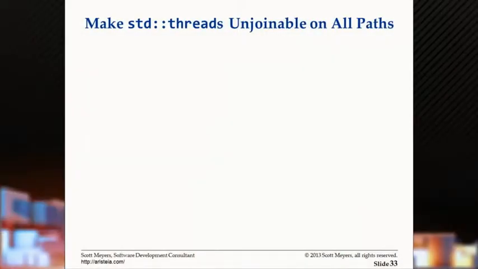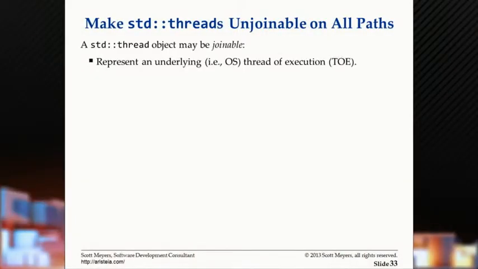So, all right, last thing I want to talk about, last guideline, is to make std::threads unjoinable on all paths. A std::thread object can be joinable, which essentially means that the std::thread object, if it's joinable, represents some underlying thread of execution on the operating system. That's essentially what it means. There's some thread of execution that corresponds to that thread.